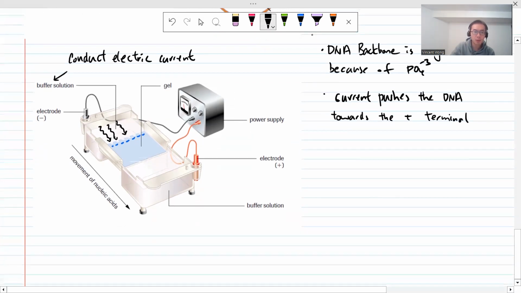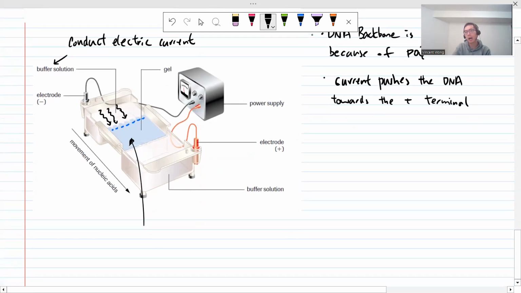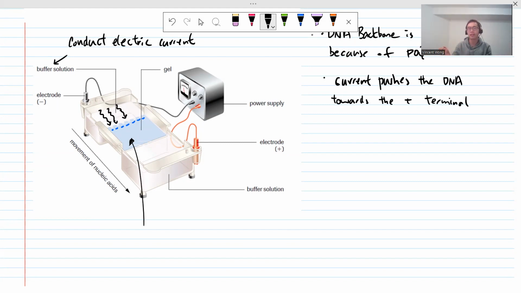So let's talk more about the gel. This gel comes in powder, kind of like milk powder, baby formula, like those powders. And then you just dissolve it in some solution, and then you microwave it. Forget the baby powder. It's more like making Jello.